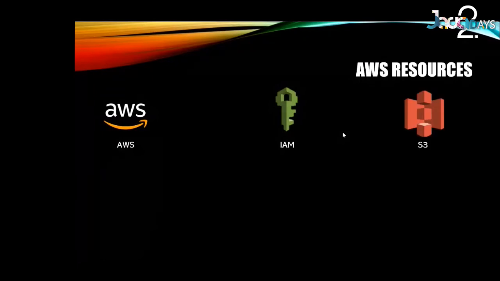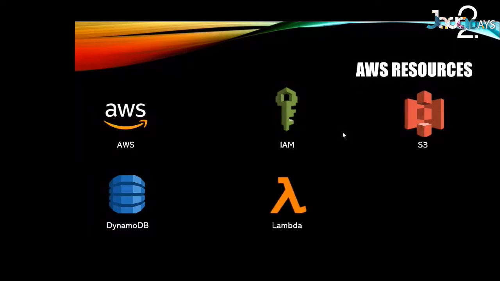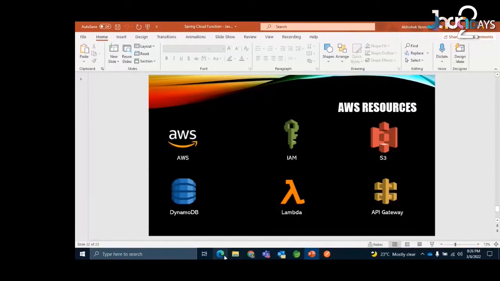I will be using S3 to save my application so that I don't need to upload it again and again. I will be just saving the jar file. I will be using DynamoDB for my database. It's serverless. I will be using Lambda to deploy my application, and I will be using API Gateway to give me the URLs and generate the URLs for me. So all these things we are going to use.